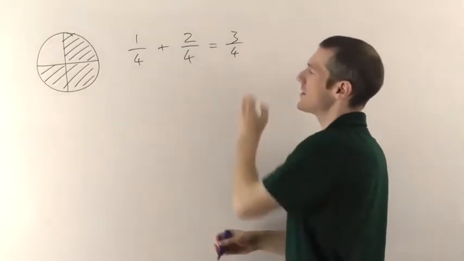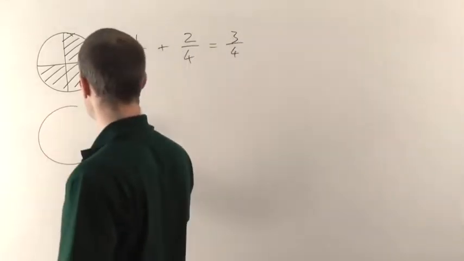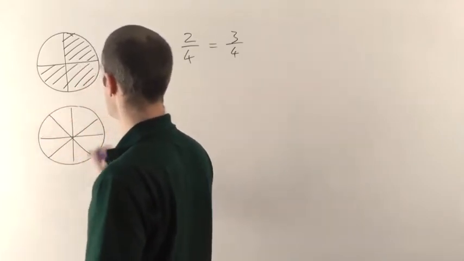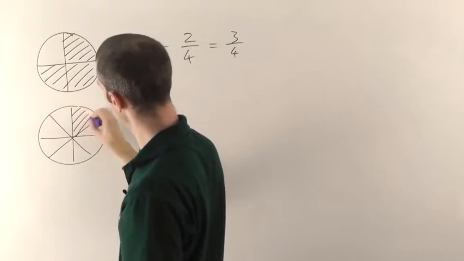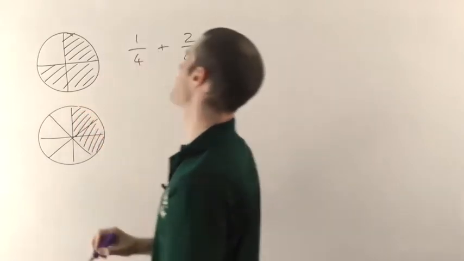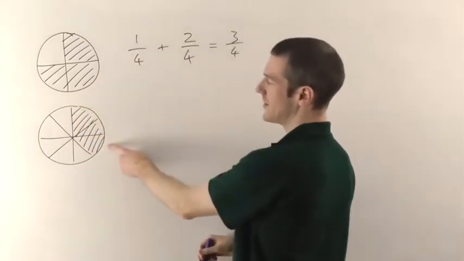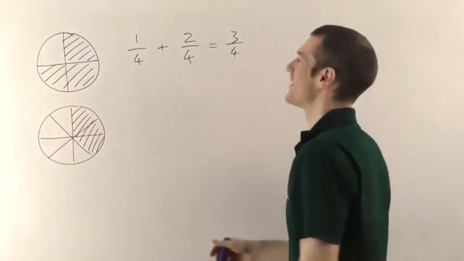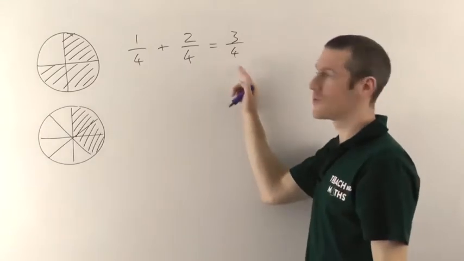If you had 3/8 here, if I do another pizza, and split it into 8ths this time, and then colour in 3 of those, you can see that is nowhere near that. They're different, very different. So you can't just add the tops and add the bottoms, it doesn't work.